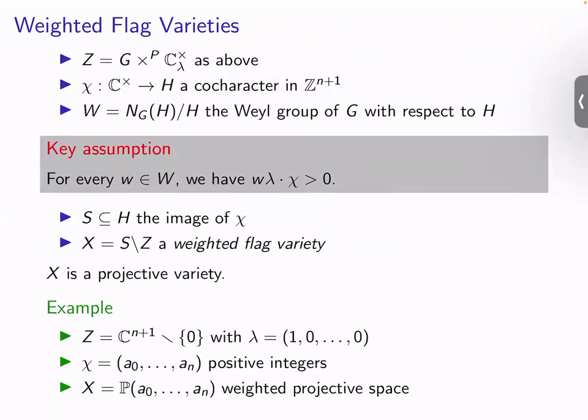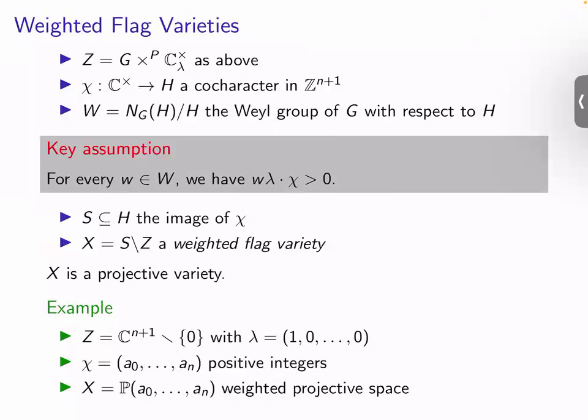So Z is, as before, the C cross principal bundle on G/P. Now we're going to choose a cocharacter chi under this isomorphism, the fixed isomorphism of the Cartan. It's just another tuple of integers. W is the Weyl group, and the key assumption that's making everything work here is that for every Weyl group element, the W translate of lambda paired with the cocharacter is strictly positive. Set S to be the subtorus of H, which is the image of chi. The weighted flag variety X is defined to be the quotient of Z by S. So the first fact is that X is a projective variety.